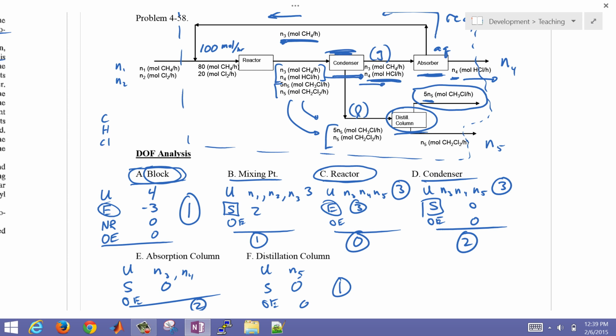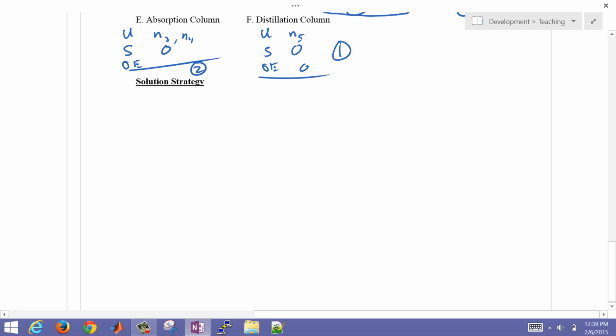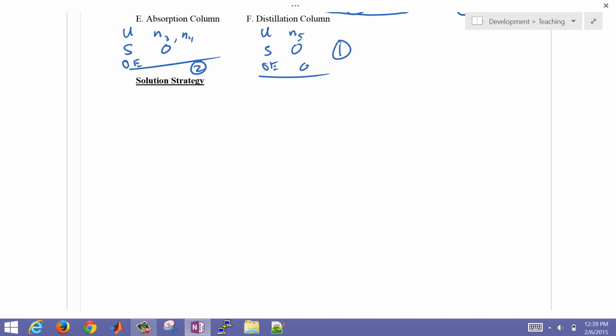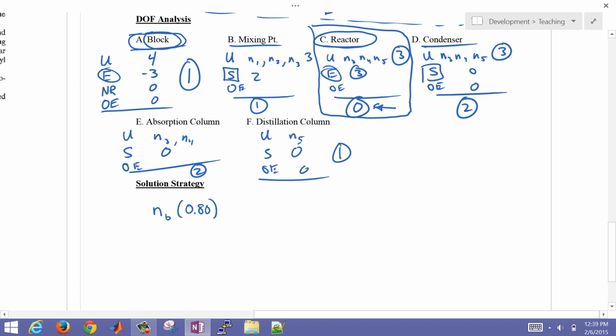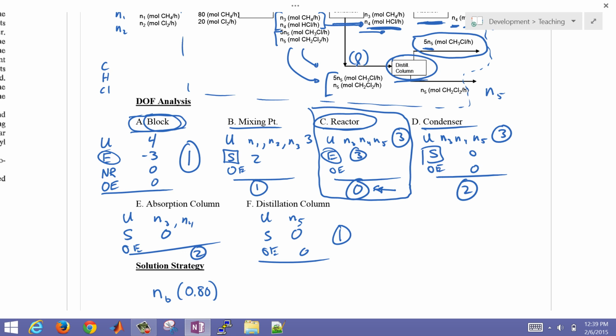One approach is to just take a look at the degrees of freedom, and here we see that our reactor actually had 0 total degrees of freedom. So we can actually start here if we want to. So let's just start with the reactor, and so our solution strategy is to just start writing the element balances. And we had a basis of 100 moles per hour, and then 80% of that is going to be the methane gas, and then 20% of it's going to be the chlorine gas.